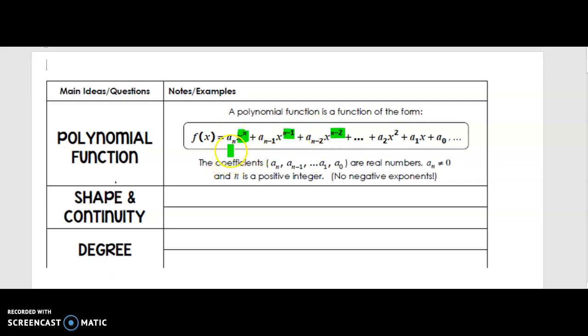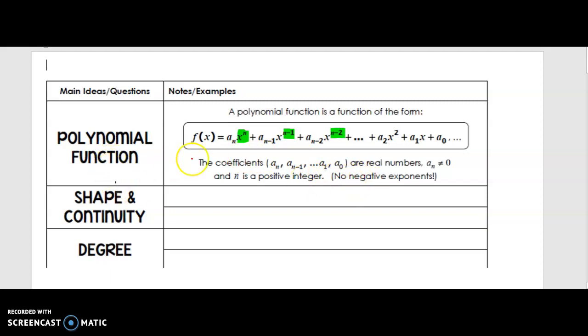And normally the coefficients of each term, if you call the first or the leading term a sub n, then the next one would be a sub n minus 1 and so on and so forth. All these a's or the coefficients are real numbers, okay? But there is one catch. You may not have a fractional exponent or a negative exponent.